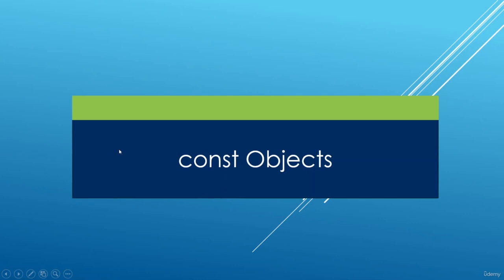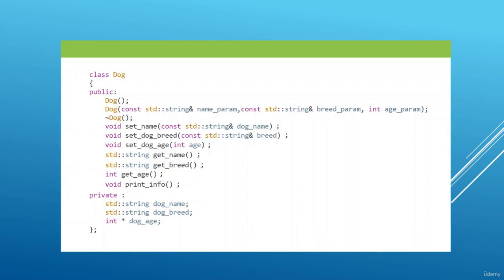In this lecture, we're going to learn about const objects. Suppose you have a class like this. The class is called dog, and we have two sections in the class. We have a public section and we have a private section. Inside the class, we also have a few constructors and we have a destructor. But the important thing we want to look at in this lecture is the setters, which is this block here, and the getters that we have in this class.